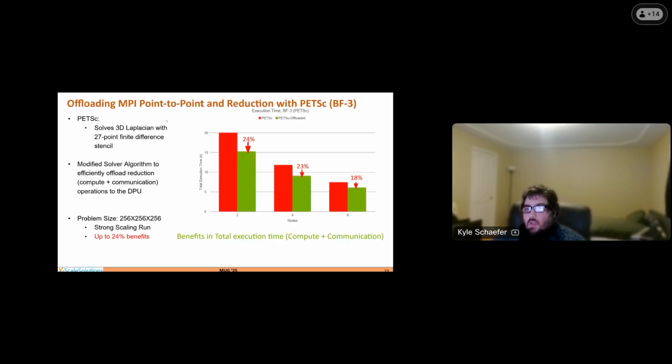Here is another example on HPL, another benchmarking application. We're looking at the GFLOPS per second and then the problem size increasing. In this case, more GFLOPS per second is better. So MVAPICH2-DPU is getting up to 18% improvement compared to MVAPICH2.